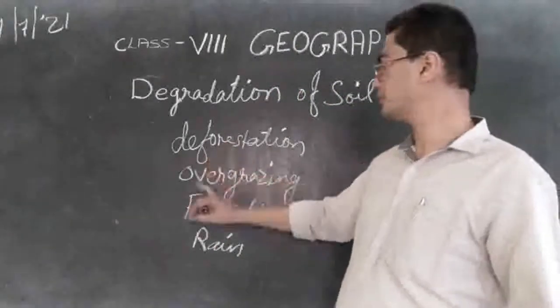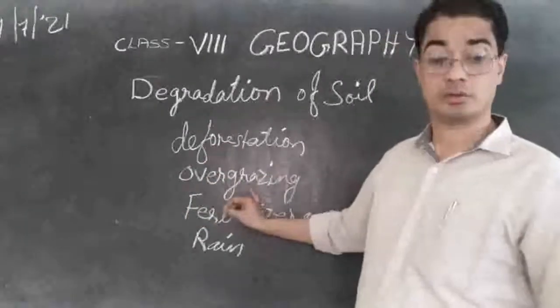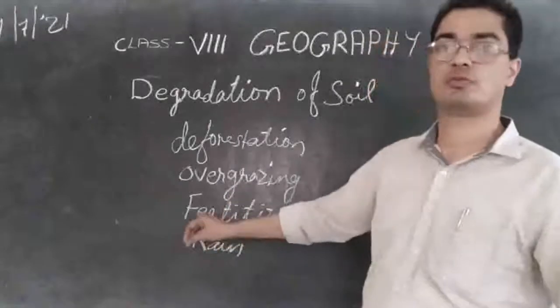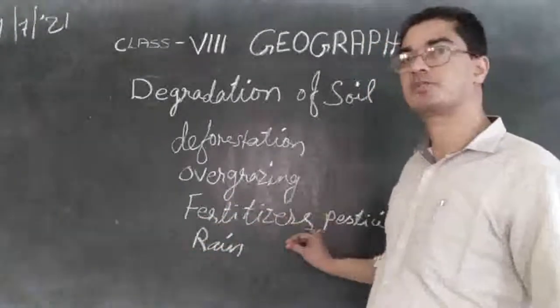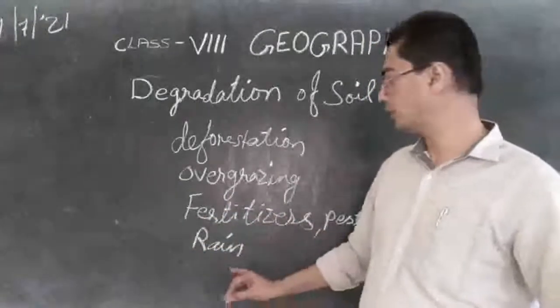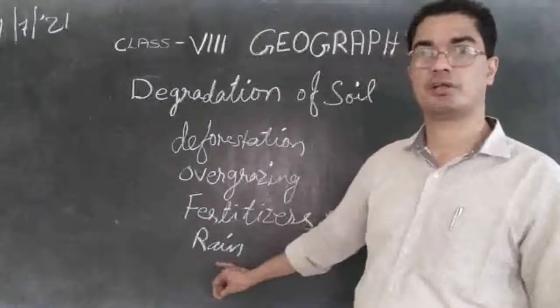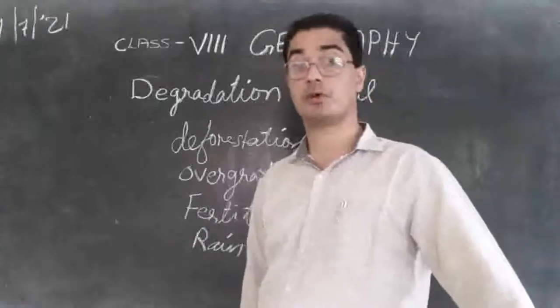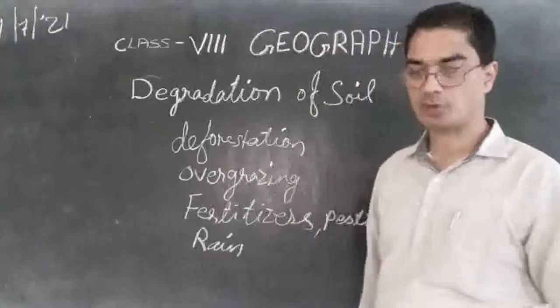Deforestation by human beings, overgrazing by the domestic animals, and overuse of fertilizers and pesticides by the human beings. Then natural factors like rain, flood, landslide and so on. They are all responsible for the degradation of the soil.